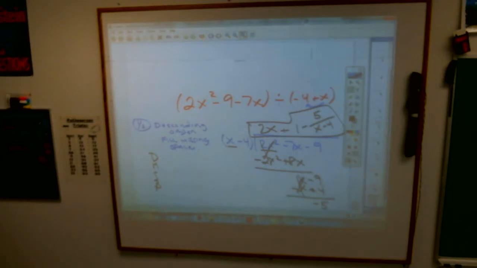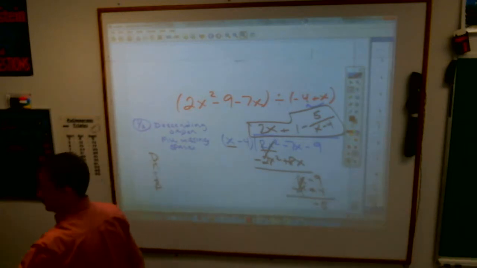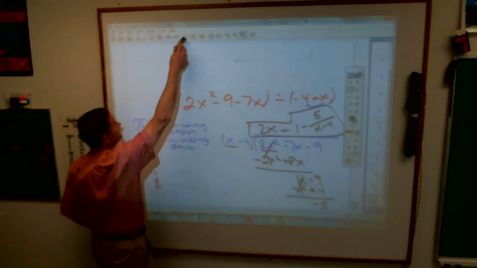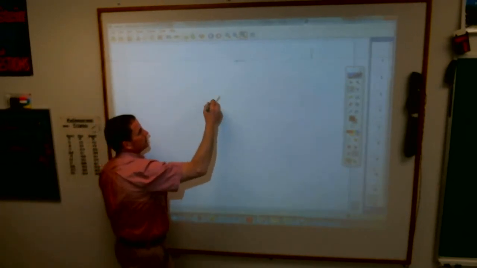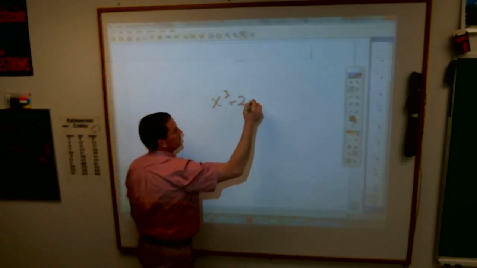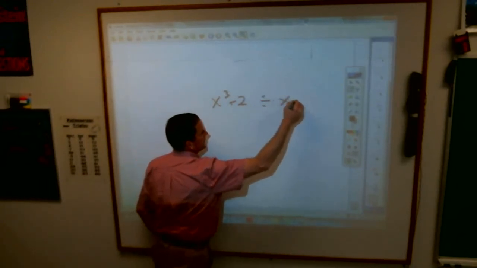Filling in the blanks means this. Maybe one doesn't show up. Nah, we'll do one. It's not on here. How about this, Kayleen Shellhammer? What if this was the problem? What if I had x cubed plus 2 divided by x minus 3?